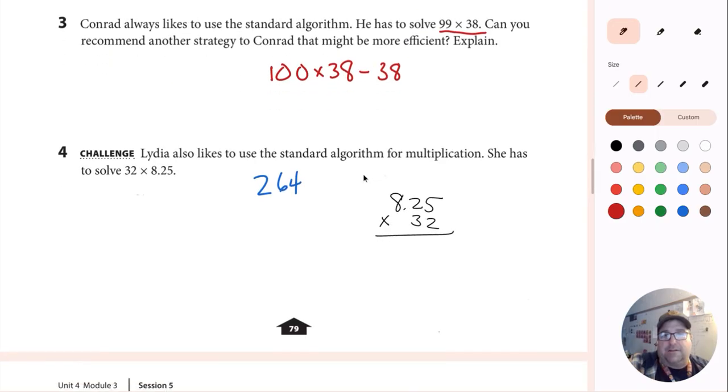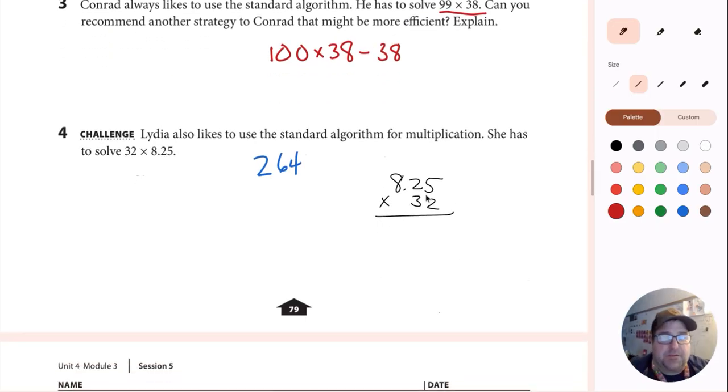And then again, standard algorithm for 825 times 32. Just remember, whatever your final answer is, you're going to have to move that decimal 2 places, because we've got 2 places past the decimal here. So just solve it like you normally would without worrying about the decimal at all. But then when you're done, you're going to move the decimal 2 places to the left. And the final answer is 264. Technically, you're going to get 264.00, but we don't really care about the 00 at the end. We'll talk more about that in class.